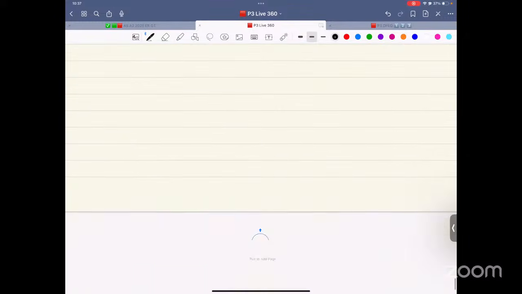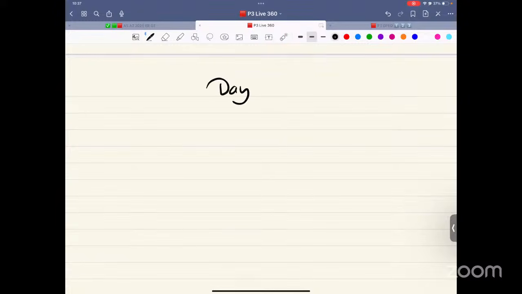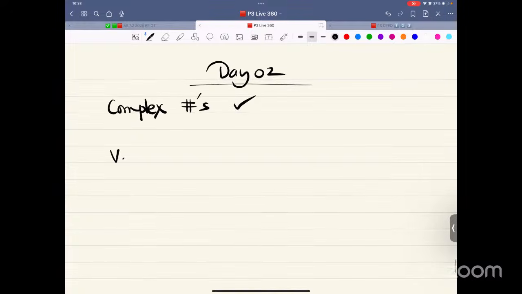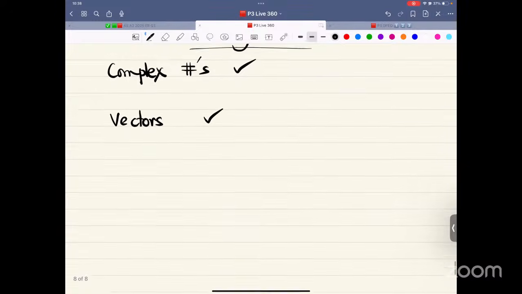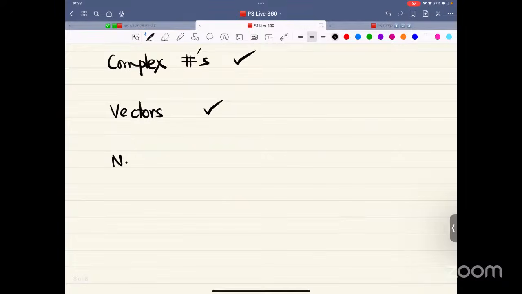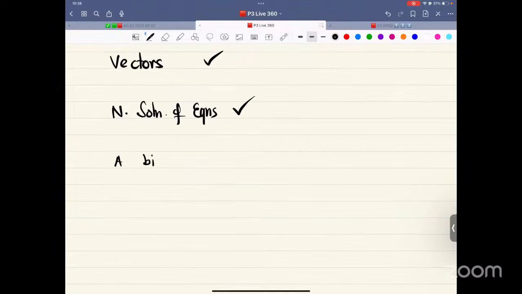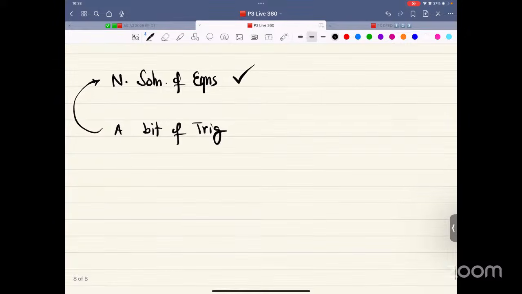And now tomorrow, inshallah ta'ala, we will be starting day 2. Let me also tell you the order in which I'll proceed. First, I'll deal with complex numbers. Then I'll discuss vectors. Then I'll talk about numerical solution of equations. And then maybe a bit of trigonometry, which would be dealt with in numerical solution, and it was dealt with today also. And a bit of binomial.